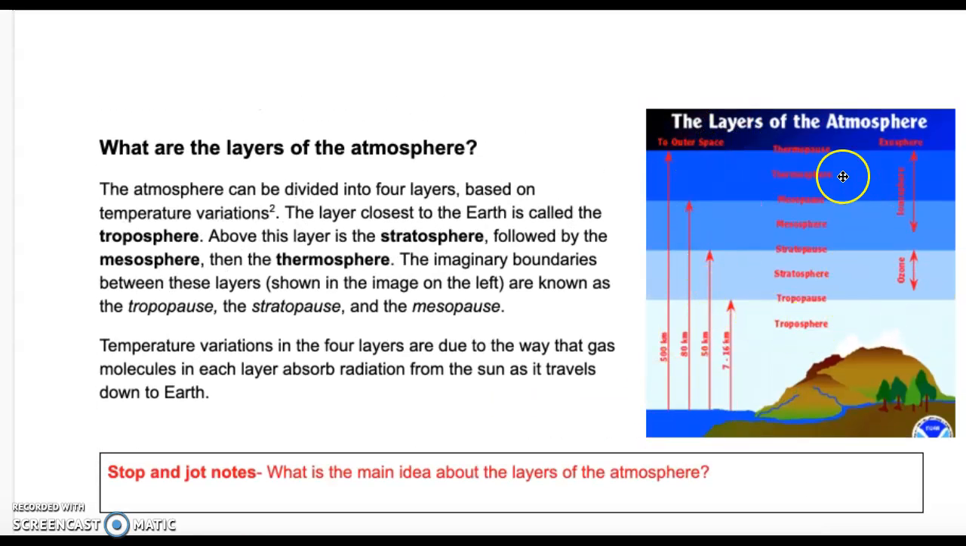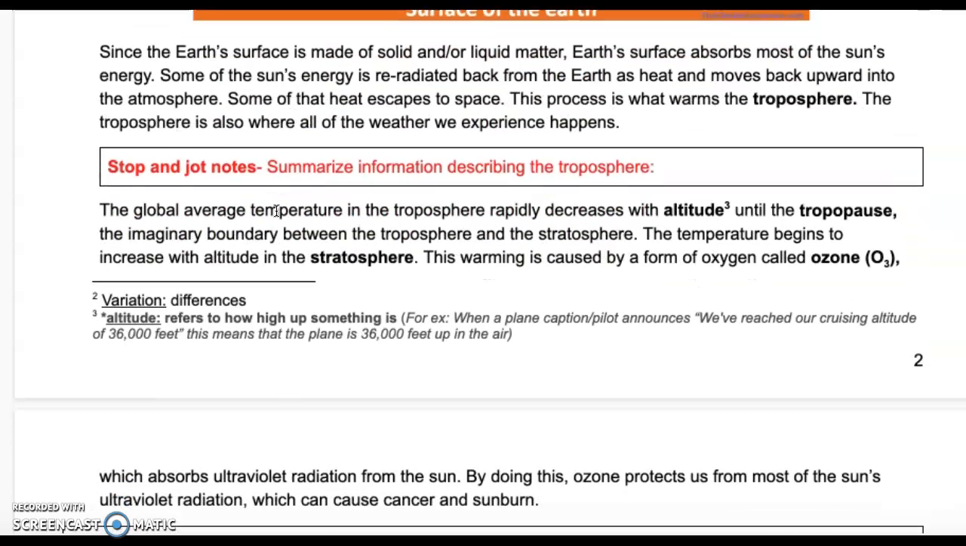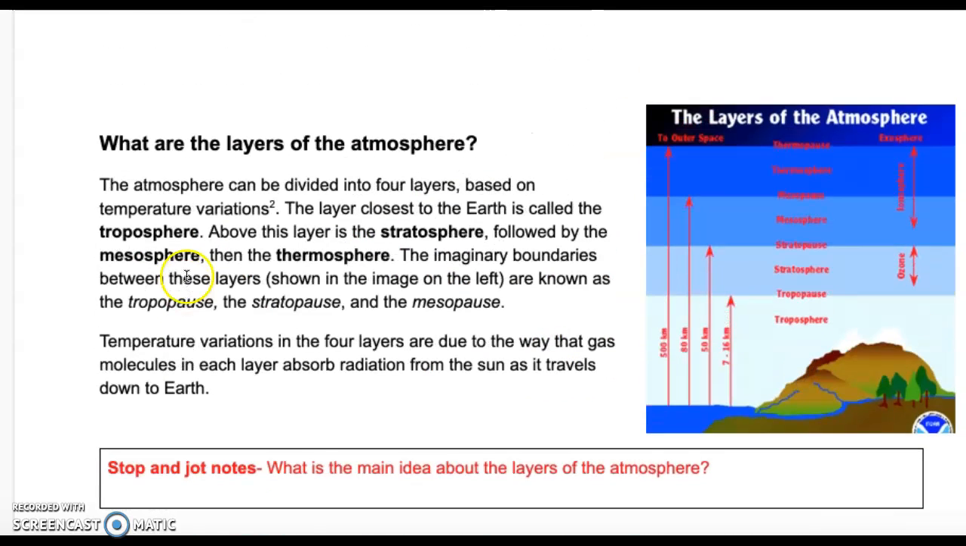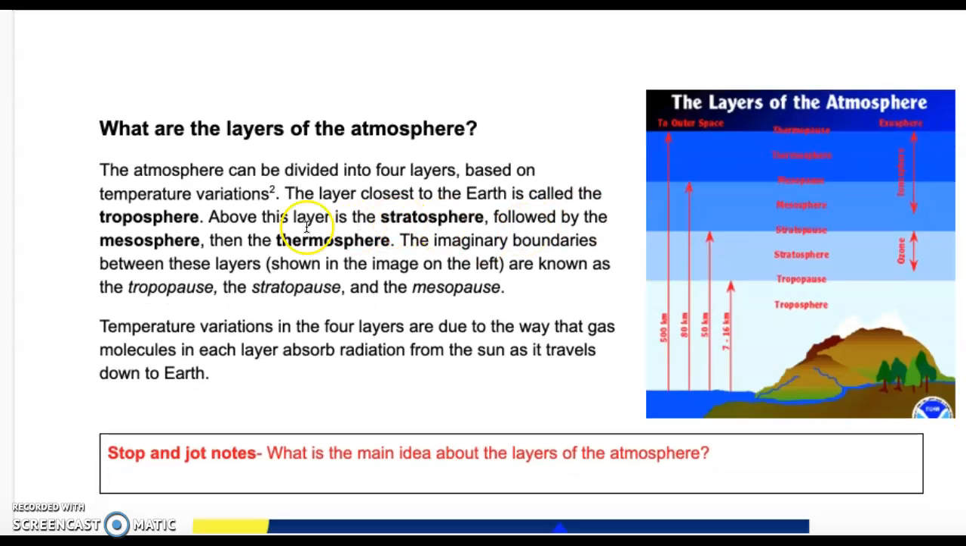And I see here there's another diagram showing me the different layers of the atmosphere, and it looks like it labels the names of each layer. So let's see. The atmosphere can be divided into 4 layers based on temperature variations. Again, variation meaning differences. Okay, so I know that these different layers of the atmosphere must have different temperatures. The layer that's closest to the Earth is called the troposphere. Above this layer is the stratosphere, followed by the mesosphere, and then the thermosphere.